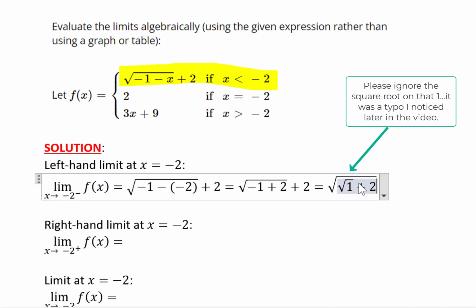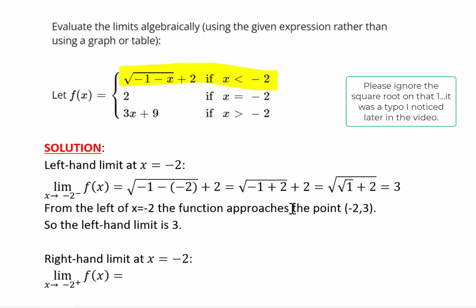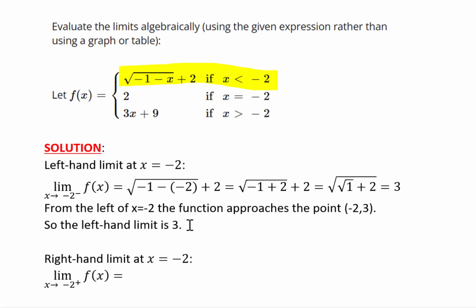And we see that it will equal a y value of 3. So as x is approaching -2 from the left, the y value of f of x will approach the y value of this square root function, which is a y value of 3. So from the left-hand side of x equals -2, the function approaches the point (-2, 3). So the left-hand limit is 3.